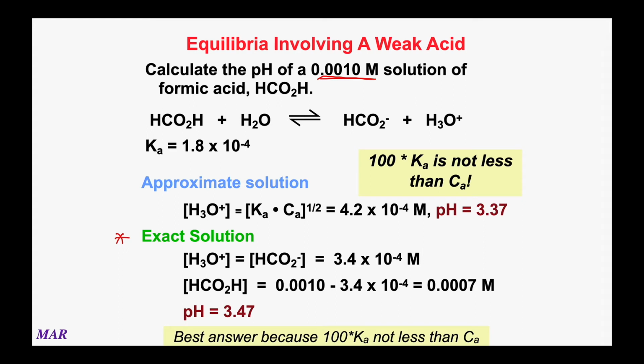100 times K must be less than Ca. However, like I said, most of the time in this class, 100 times K will be less than C. You should go through and use square root of Ka times Ca.